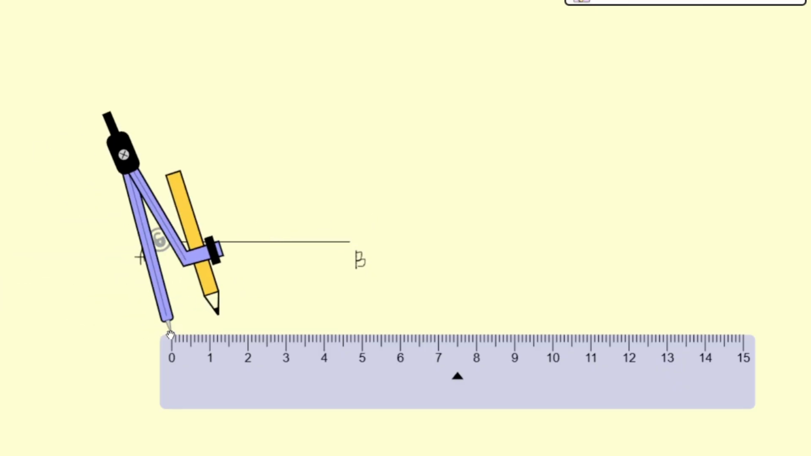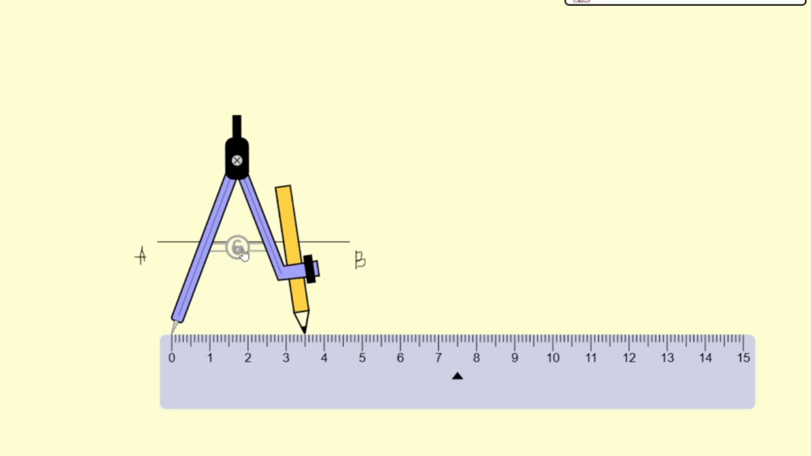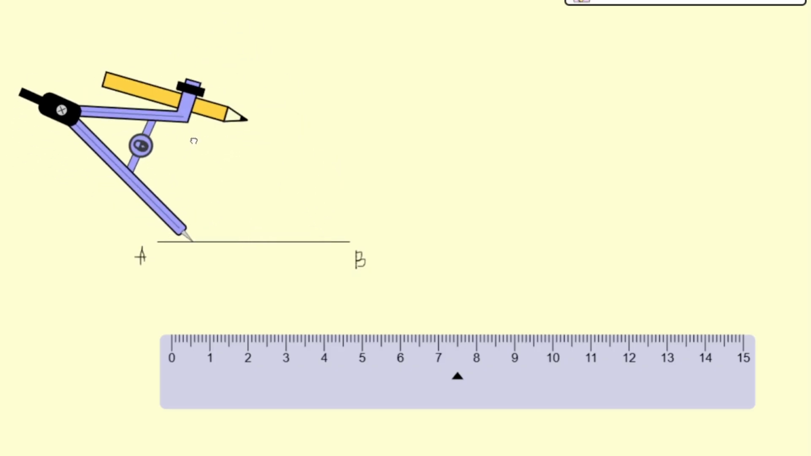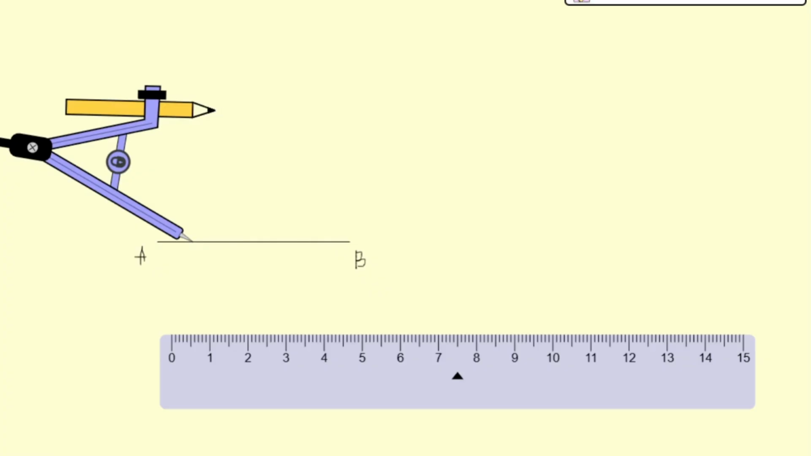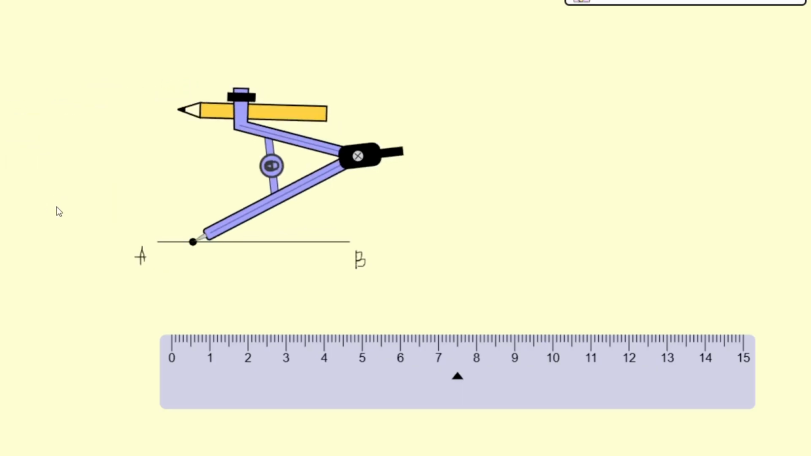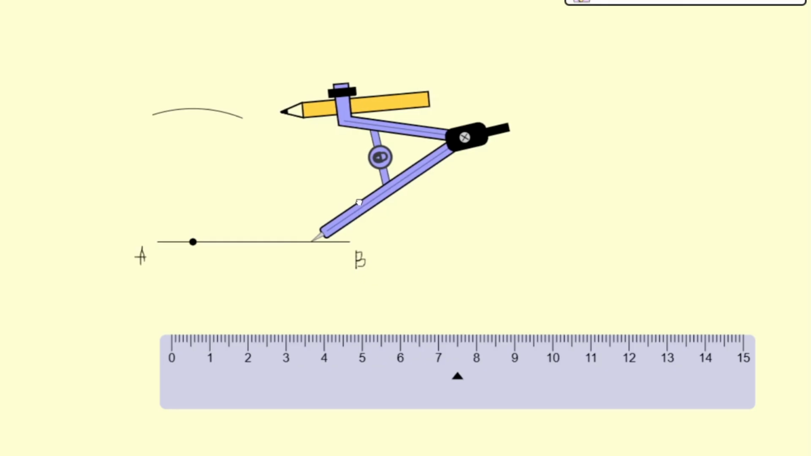Simple. Place your compass point at 0 on your ruler. Open it to the 35 or the 4 centimeters. Keep that radius. Place your compass point similar to the point where we just placed it. Not too close to A, not too close to the middle. And then you're going to scribe that little upside down looking smile again, or arc. All right. And then we do the same thing on the other side. Not too close to B, not too close to the middle.